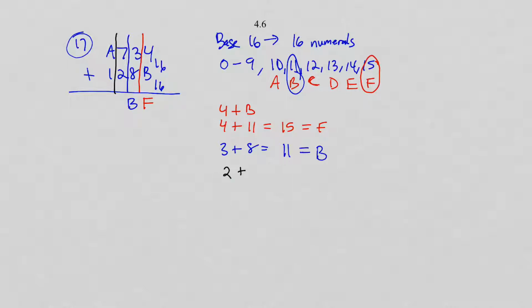7 plus 2. That is 9. Well, 9 is not a 2-digit numeral, so we don't need to write any letters. That's just a plain old 9. And then we have A plus 1, which A is 10. So 10 plus 1 is 11 items, but as you can see, it's B again. So our final answer then is B9BF base 16.